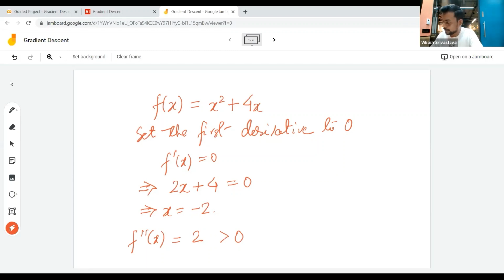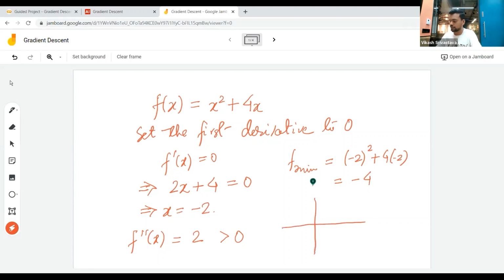And what is the minimum value of this function? So if I write f minimum, that will be nothing but minus 2 squared plus 4 into minus 2, so that is going to give us minus 4. Okay, and you guys might have already guessed the graph of this function. So we're getting the minimum value at minus 2, and this is an upward parabola, right, so something like this.